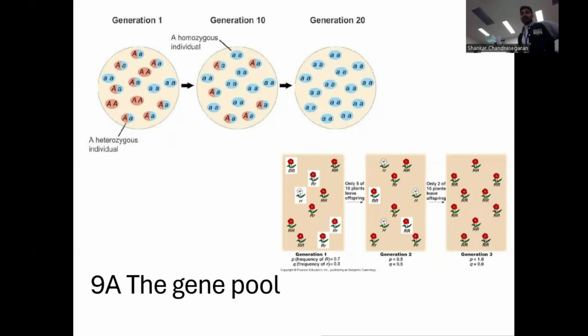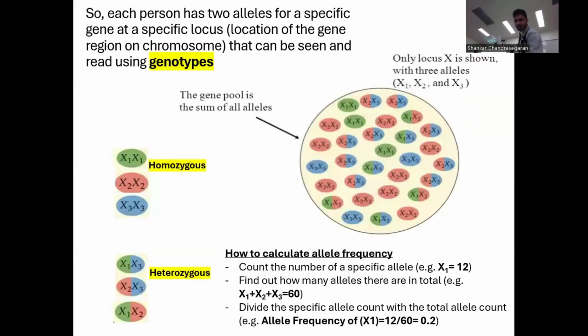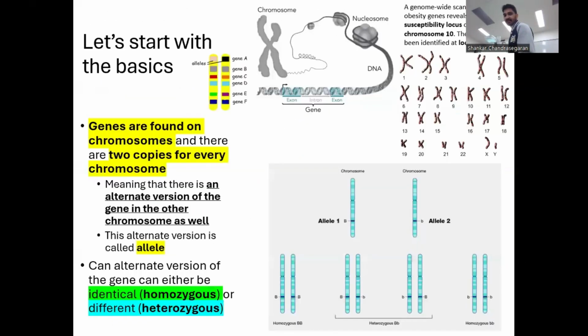So essentially, how you should consider a gene pool is that each person counts as one of these circles, right? And each living thing counts towards one of these circles, and these letters are considered their genotypes for a specific gene locus, right? So we're going to get into the details of what gene loci are, and what it means to have a genotype like that.